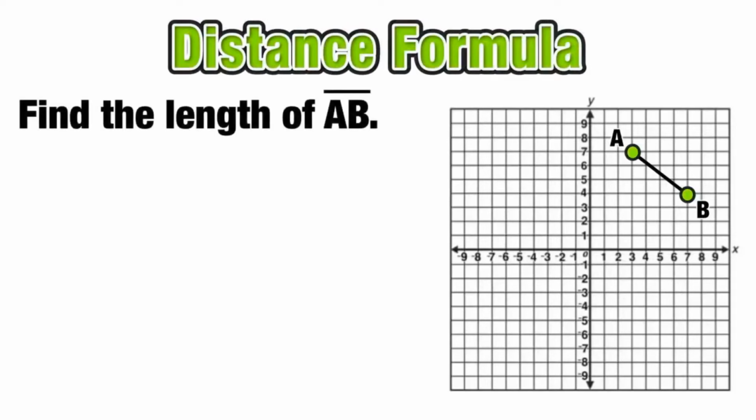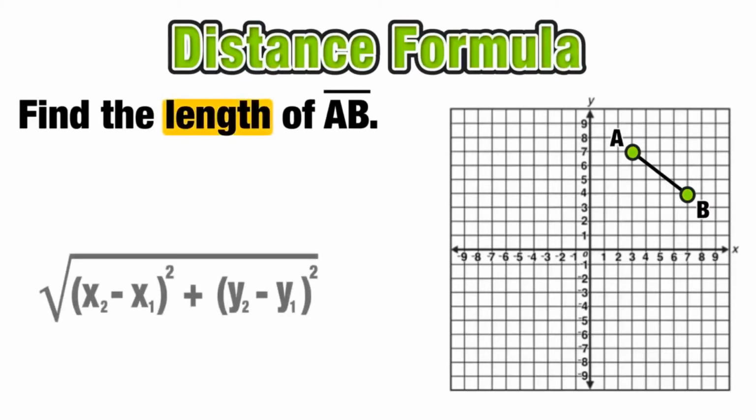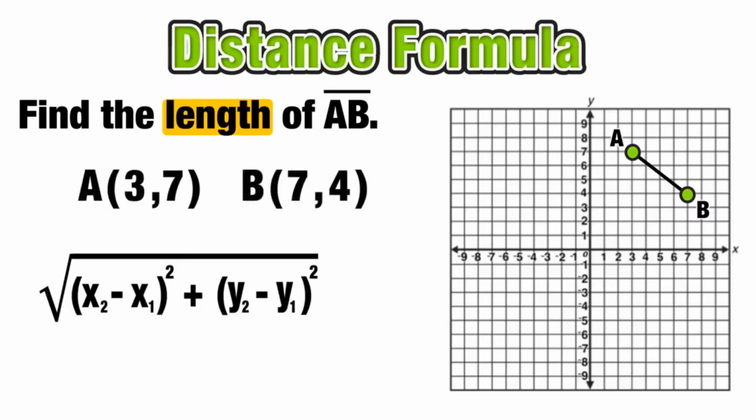Our first example calls for finding the length of line segment AB. Now, when we see the word length, we should be tipped off to use the distance formula. First, we're going to need the coordinates of the endpoints A and B, with A at 3,7 and B at 7,4. Now again, A and B are both points with x and y coordinates. Since A is the first point, we'll give it the 1's x1, y1, and since B is our second point, we'll give it the 2's x2, y2. And now we're ready to use our formula.